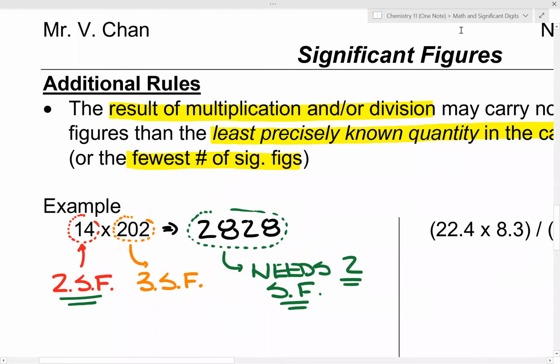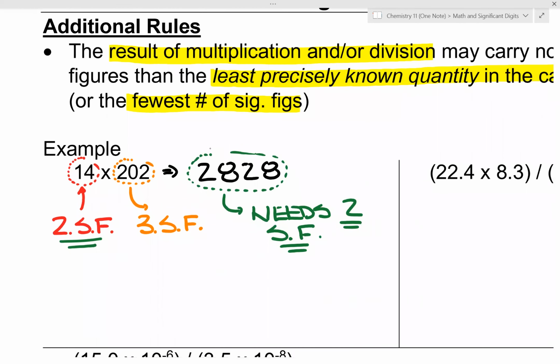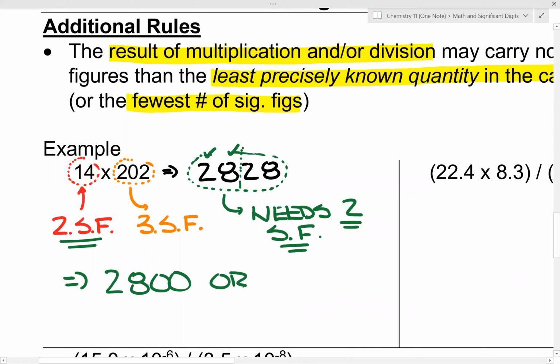Okay, so hopefully what you've done is you started with the left. So you start with 1, 2. And what you have is, again, you will have either 2800 or 2.8 times 10 to the 3.